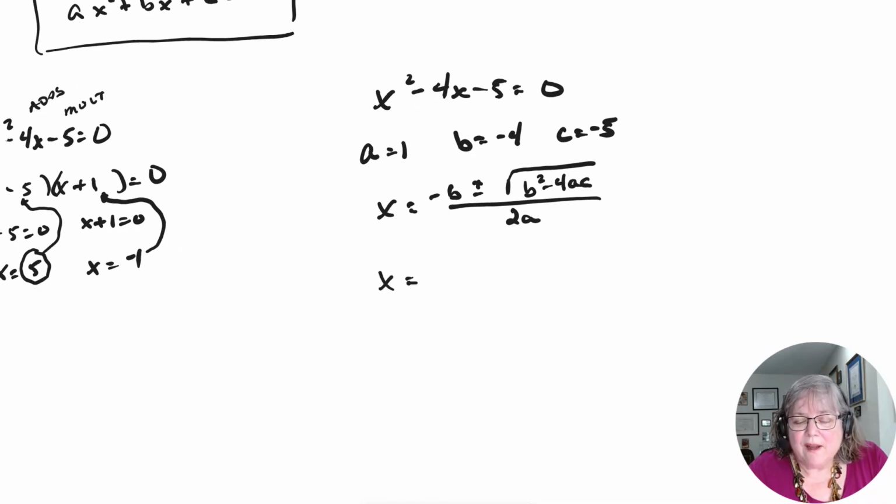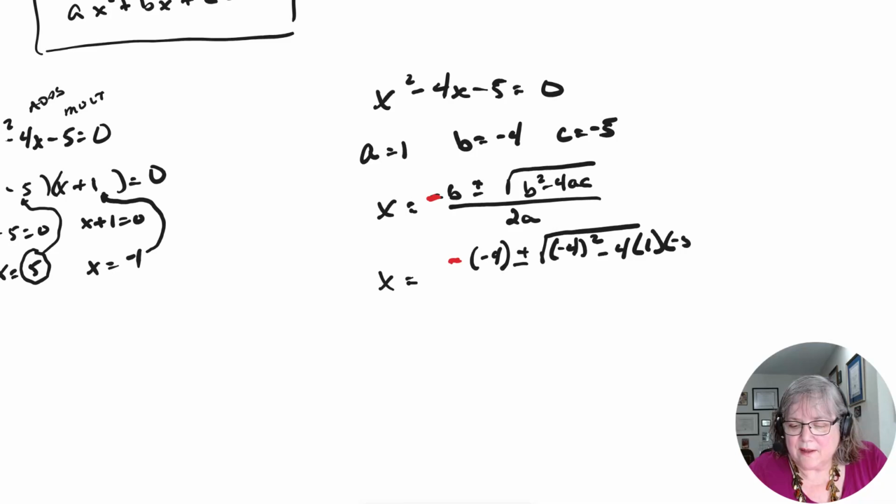So x is... The mistakes that I see most often from students is this negative right here is independent of what b actually is. So you have the negative, and b in this case is a -4. And so sometimes students miss the two negatives if b happens to be negative. And so that's a problem. Now, the other thing I see is when they square it, they think that negative is outside the square, so they leave it negative. a is 1 and c is -5.